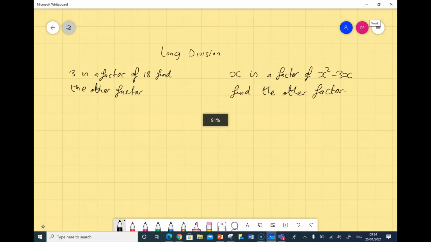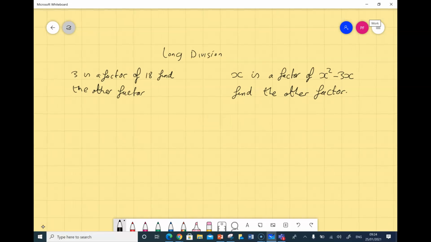Okay, here's a very brief intro into long division in algebra. So let's just take it as most basic. If I said 3 is a factor of 18 and I want you to find the other factor. If 3 is a factor of 18, they're telling me it divides into 18 with 0 remainder. So 3 into 18 is what we're doing. So 3 into 18 goes 6 times.